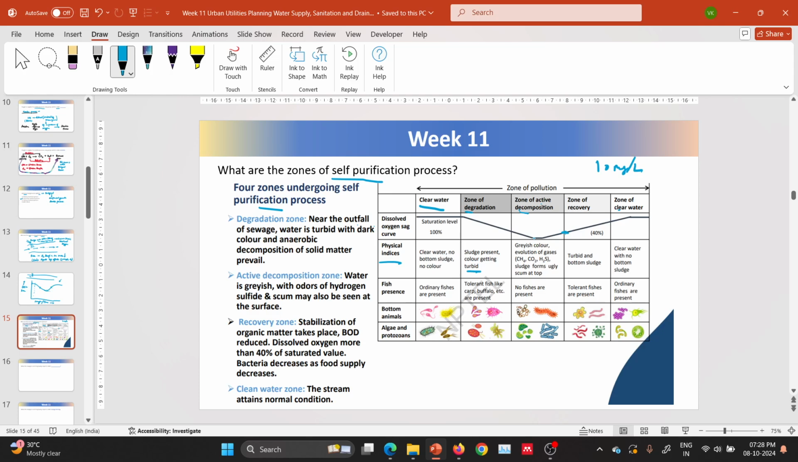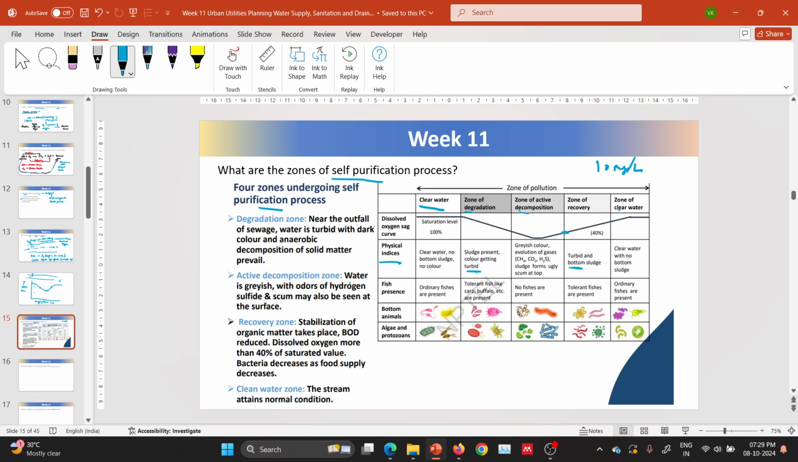Because the dissolved oxygen content is less, anaerobic digestion occurs, and the color of the water is grayish in this zone. And in the zone of recovery, it is turbid with bottom sludge. So there will be sludge. So how is sludge forming? The organic matter is getting converted either to biomass, or it is getting settled in the river bed. That's why this sludge is forming.